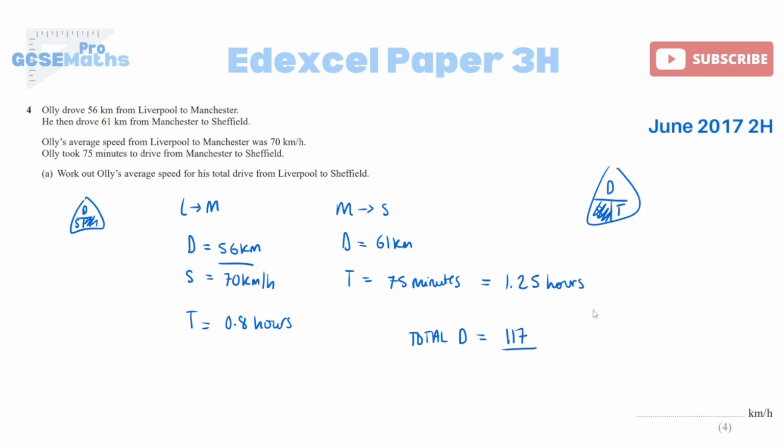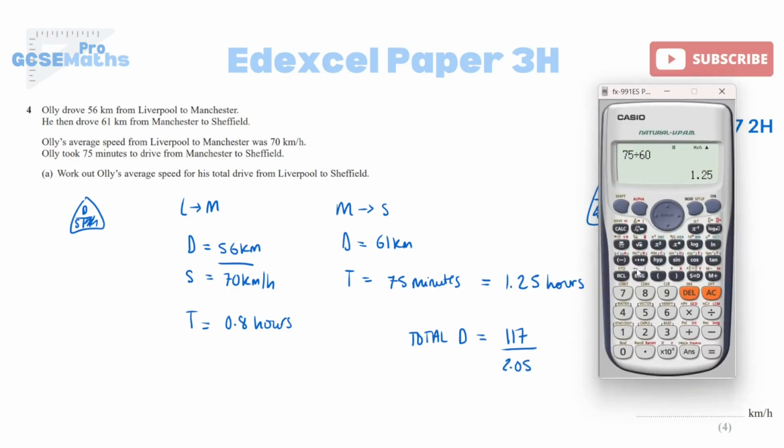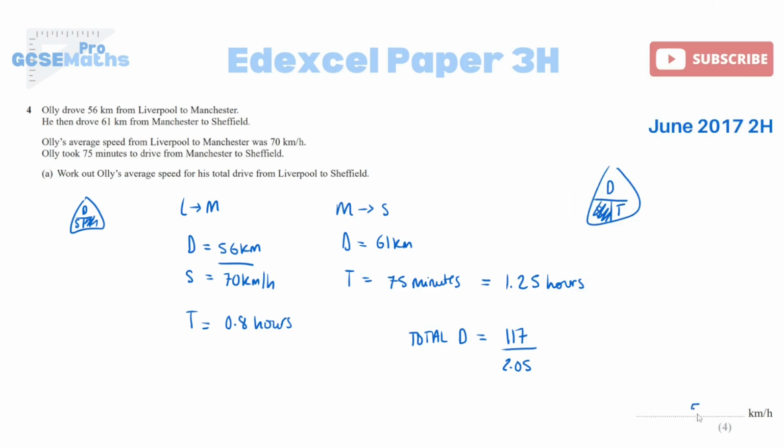So our total time is 2.05 hours. So now I just need to divide 117 by 2.05. And here is my average speed, 57.1, let's say to one decimal place. 57.1 kilometres per hour.